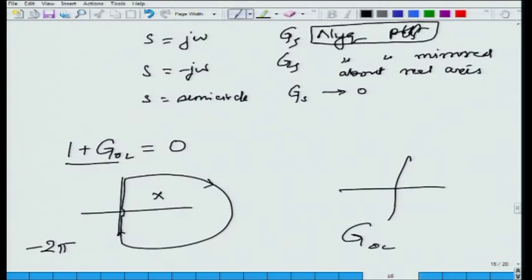Now, if I am plotting G open loop, let us say this is the Nyquist plot of G open loop. Then 1 plus G open loop would be what? I would simply be adding 1 to the real part. So, everything will have 1 added, and I would just have shifted everything like this from 0 to 1. This would be 1 plus G open loop. So, the blue curve would be 1 plus G open loop.